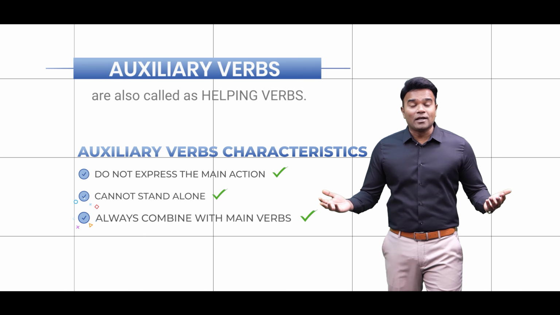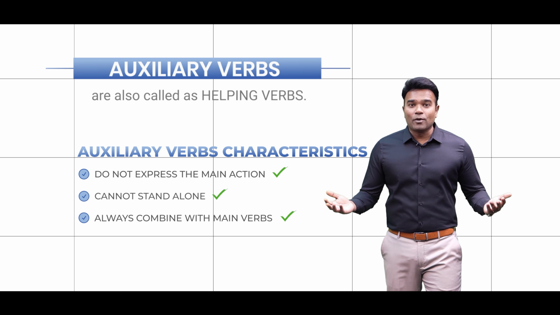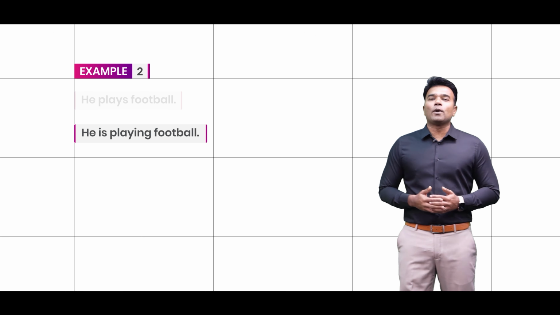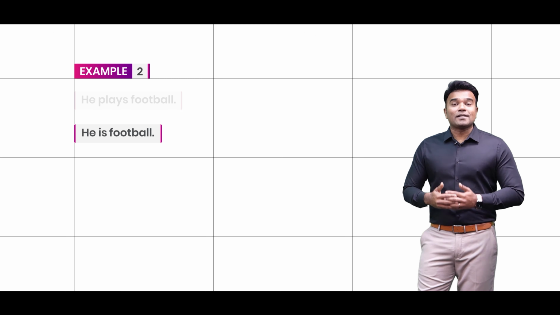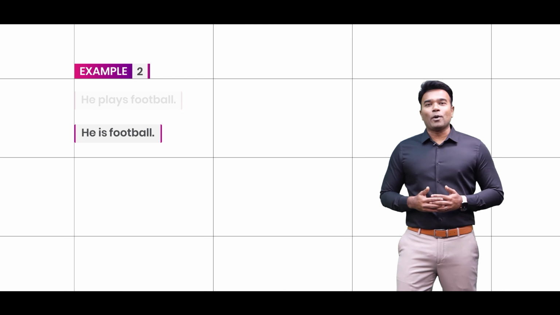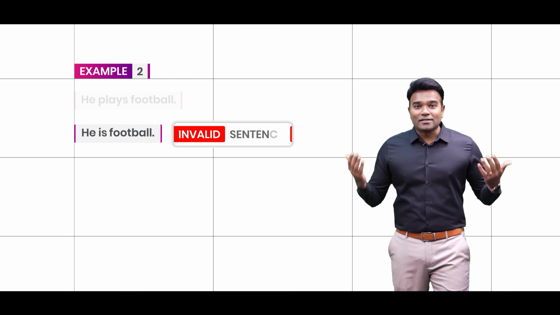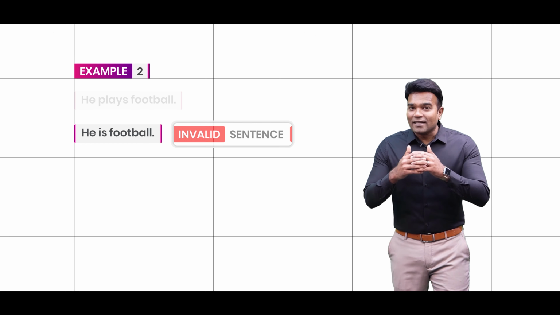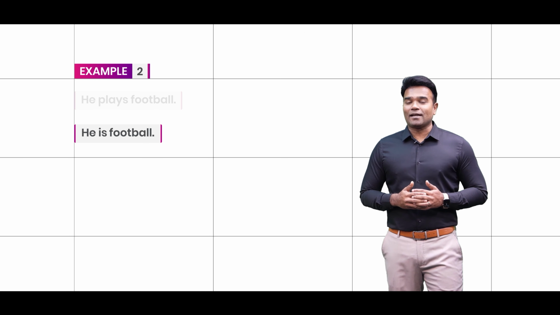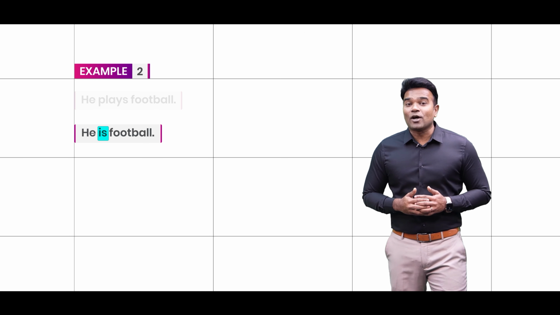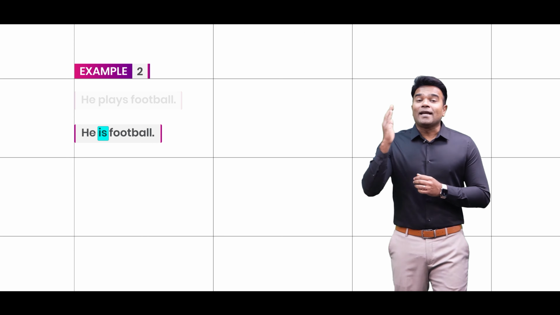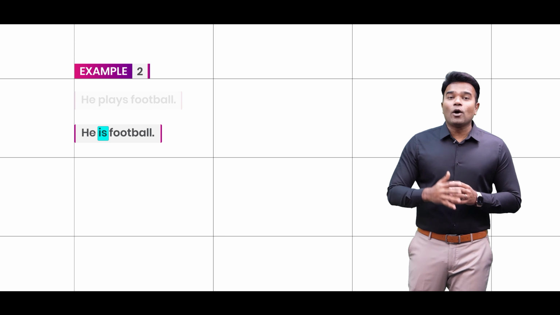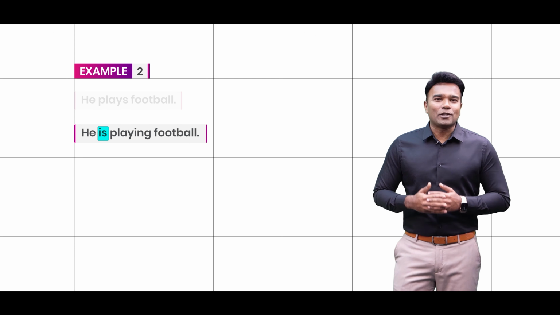It always requires the support of the main verb. Just in case I happen to remove the main verb from this, then "he is football" is a meaningless sentence. All said and done, what I really want you to understand is that the auxiliary verb does not express the main action and it cannot stand alone. It always combines with the main verb.